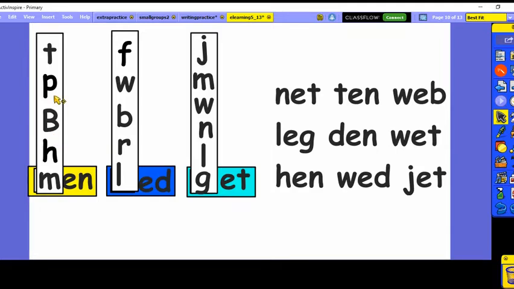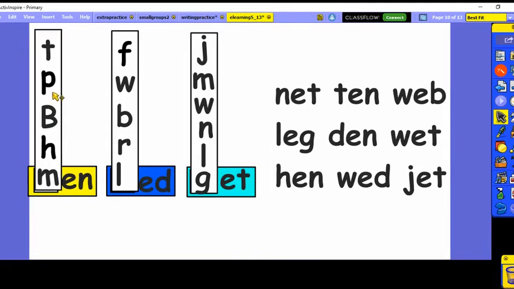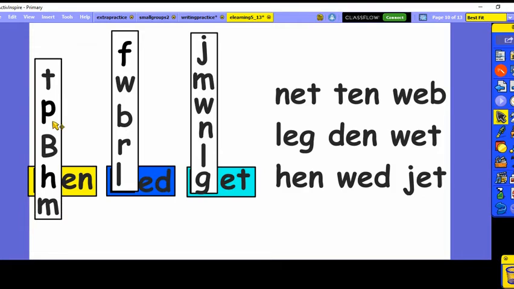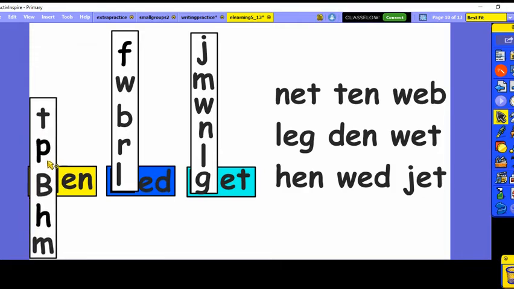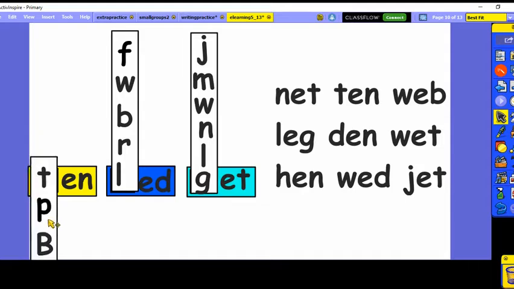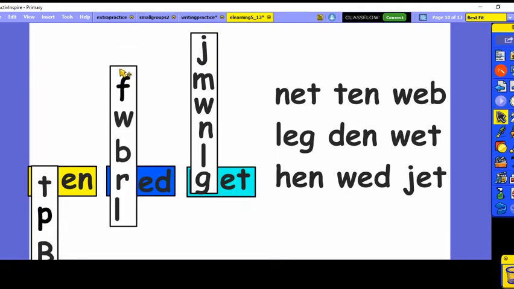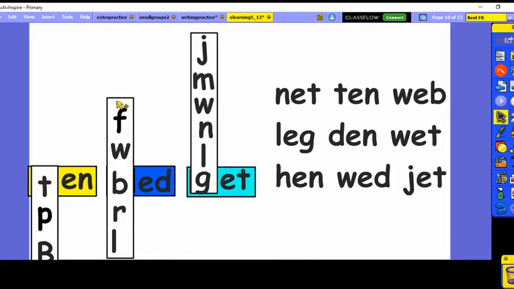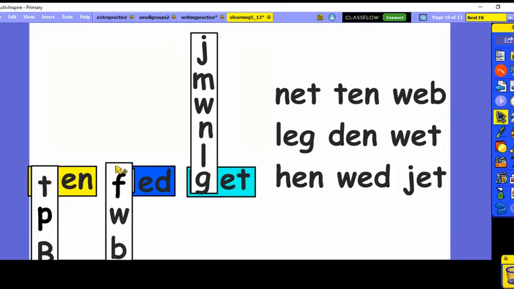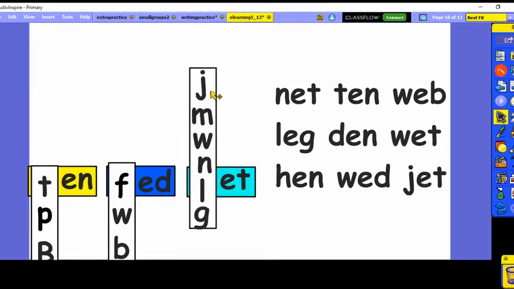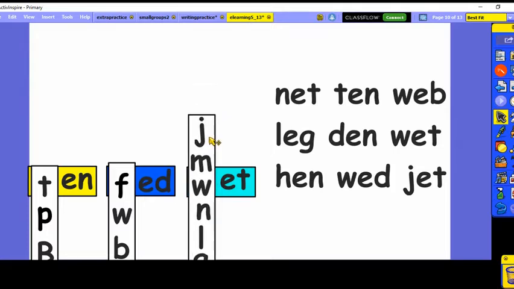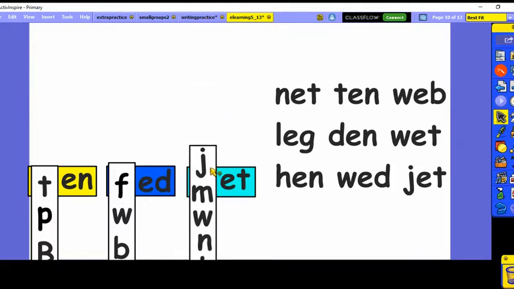Let's read the words as I pull down the little rectangle. Men, hen, ben, pen, ten. Now let's do ed. Lead, red, bed, wed, fed. Et. Get, let, net, wet, met, jet.